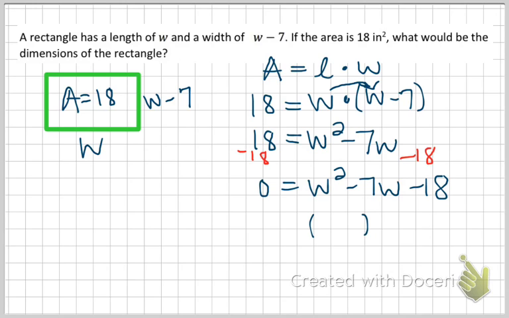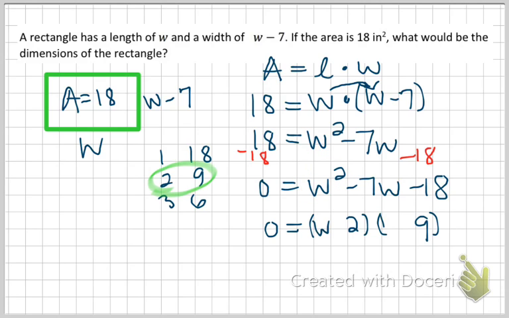Next step, find the factors that will give us a 0. So we're trying to find the factors of 18. So 1 and 18, 2 and 9, 3 and 6. Out of these factors, which ones will subtract to give us a 7? 2 and 9. So that means 2 and 9. We look at our leading term, and we notice there's just a w, so w here, w here. Now that's a negative 7, which means the 9 will have to be the negative, and the 2 will have to be the positive.